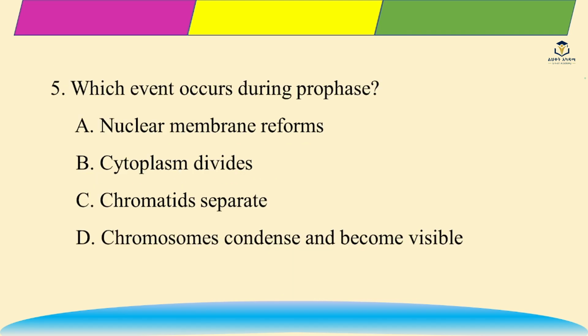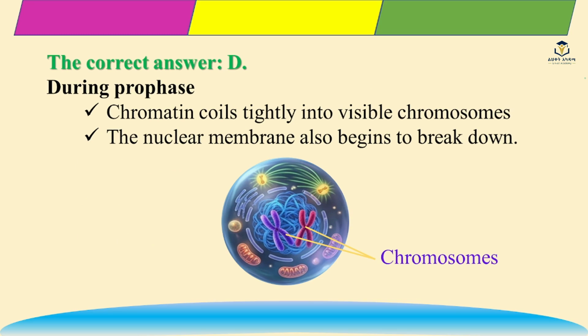Question 5. Which event occurs during prophase? A. Nuclear membrane reforms. B. Cytoplasm divides. C. Chromatids separate. D. Chromosomes condense and become visible. The correct answer is D. Chromosomes condense and become visible. During prophase, chromatin coils tightly into visible chromosomes. The nuclear membrane also begins to break down.